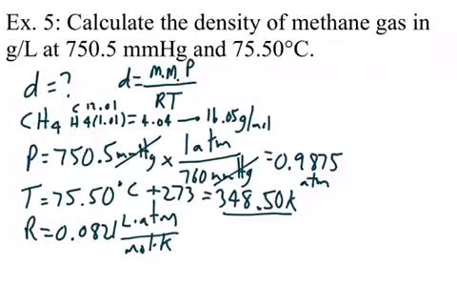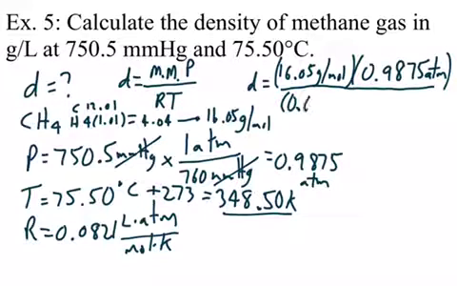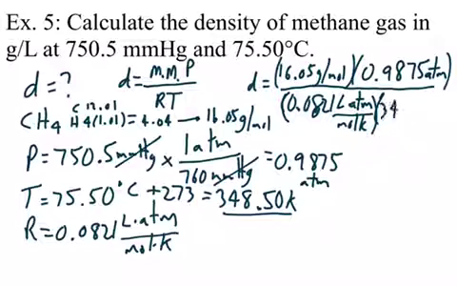Now that we have all our numbers, let's find the density. The density is going to be equal to the molar mass of methane, which we just found, 16.05 grams per mole, multiplied by the pressure, which we already changed to atmospheres, 0.9875. And then on the bottom, we're going to multiply by R, let me include the units, and then the temperature, which we changed to 348.50 Kelvin.